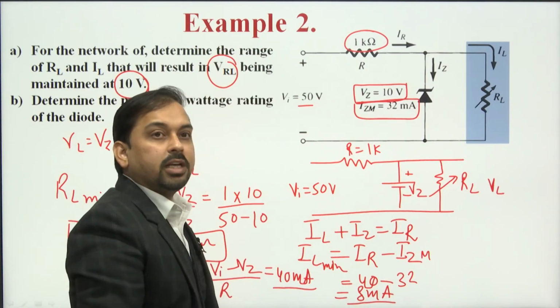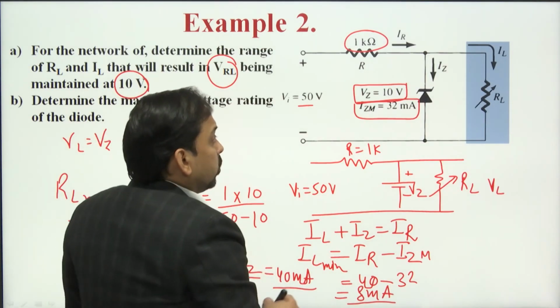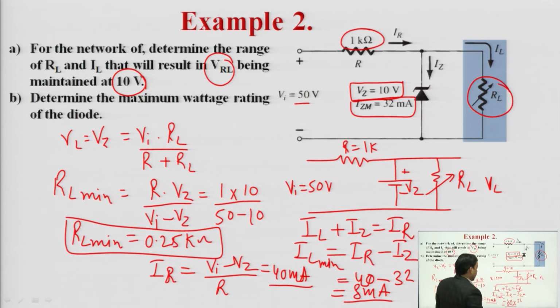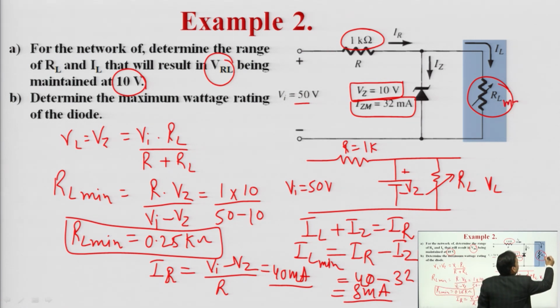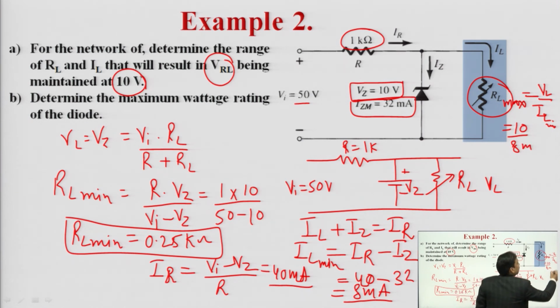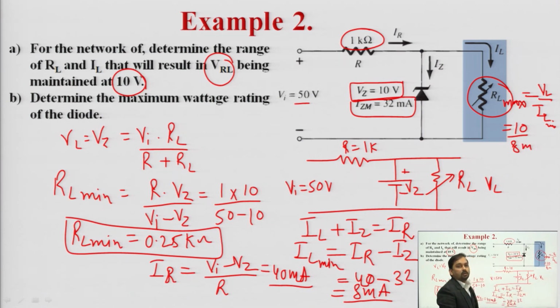Now we will utilize this 8 milliampere to calculate the maximum value of load resistance, because when current is minimum, RL maximum will be VL by IL minimum. So VL is fixed, 10 by 8 milliampere. In this way we can calculate the value of load resistance.